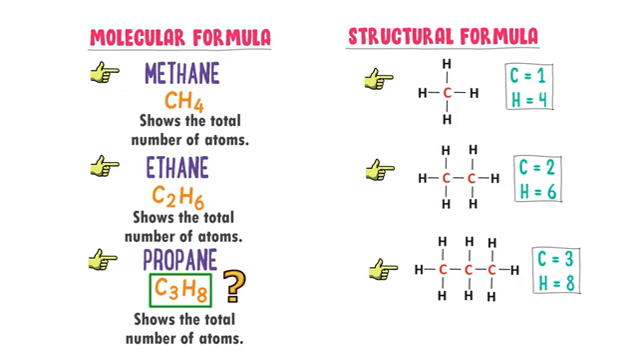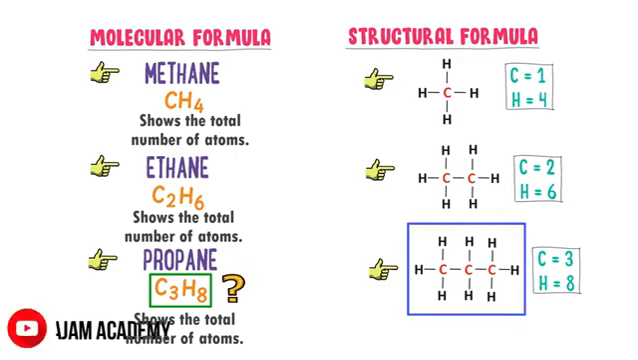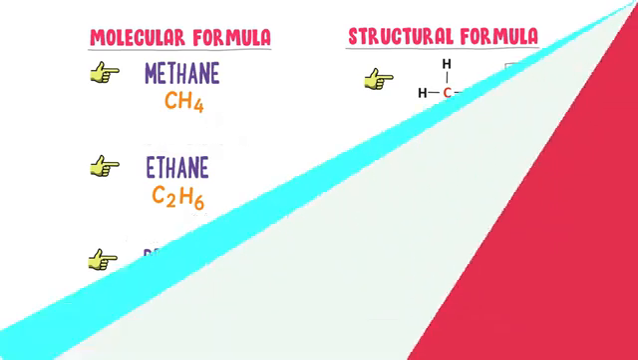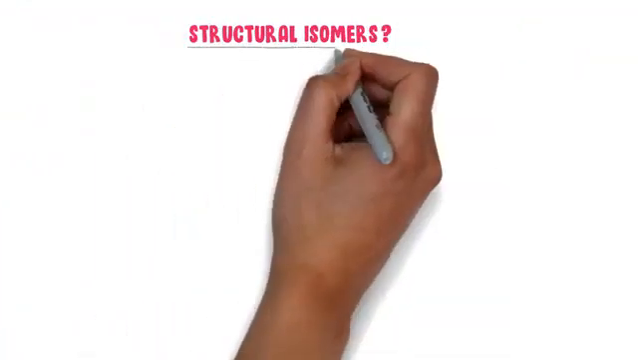Now, how are these 3 atoms of carbon and 8 atoms of hydrogen bonded together? Well, it is the structural formula which shows the bonds or arrangement of atoms in a molecule. Thus, remember about molecular formula and structural formula. Now, what are structural isomers?